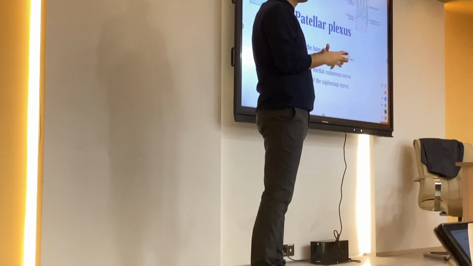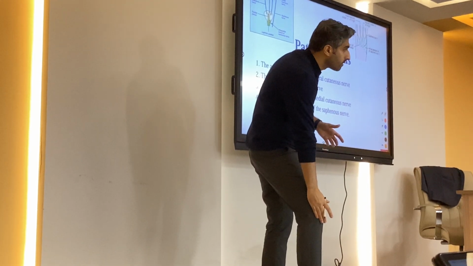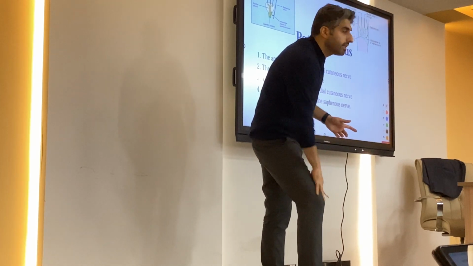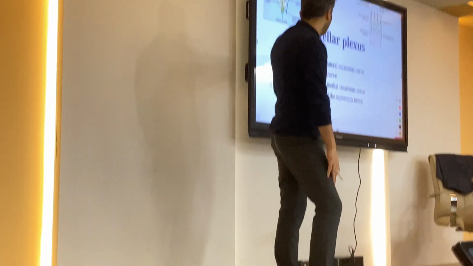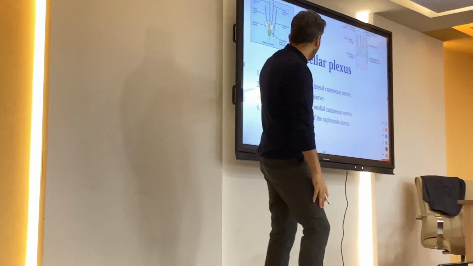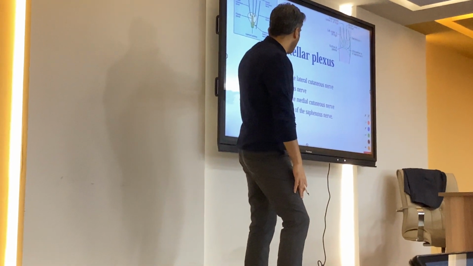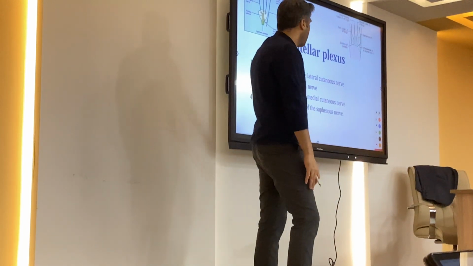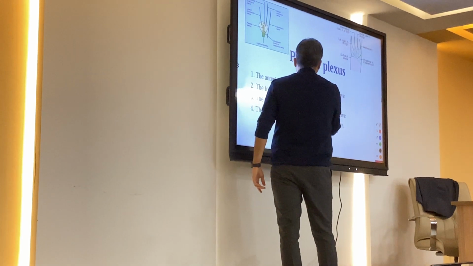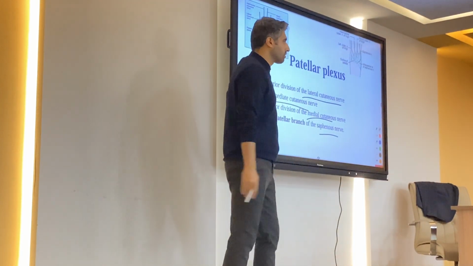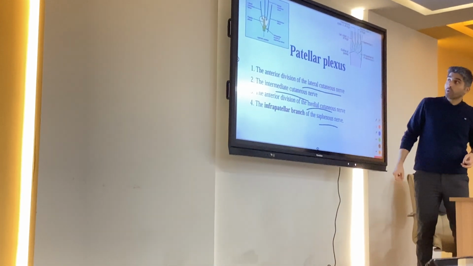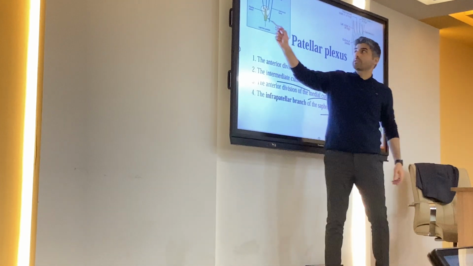Four nerves attached together: lateral cutaneous, intermediate cutaneous, medial cutaneous, saphenous. These four nerves here are attached together around the patella, so the patellar plexus. Anterior, intermediate, lateral, intermediate, medial, and saphenous nerve. These four nerves participate in the patellar plexus. The obturator nerve does not participate here in the patellar plexus.